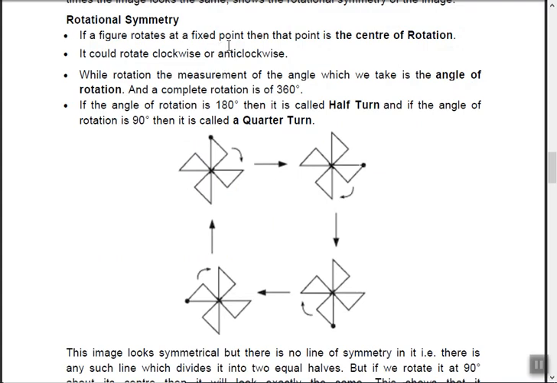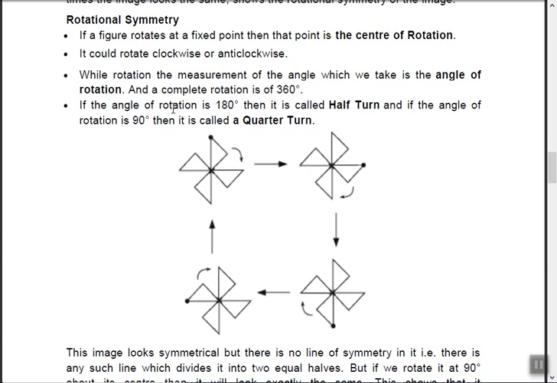If a figure rotates about a fixed point, then that point is called the center of rotation. It can rotate clockwise or anti-clockwise. While rotating, the measurement of the angle which we take is the angle of rotation, meaning by how many degrees we have rotated so that it again looks the same. That's the meaning of it. And a complete rotation is 360 degrees.